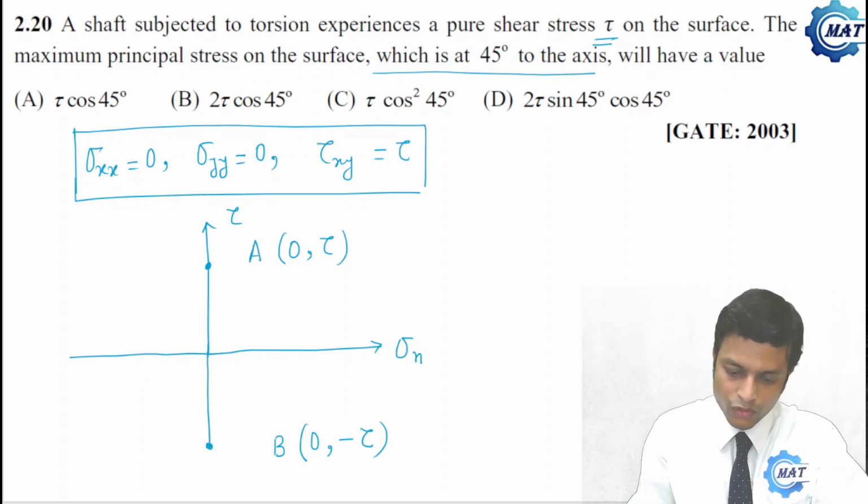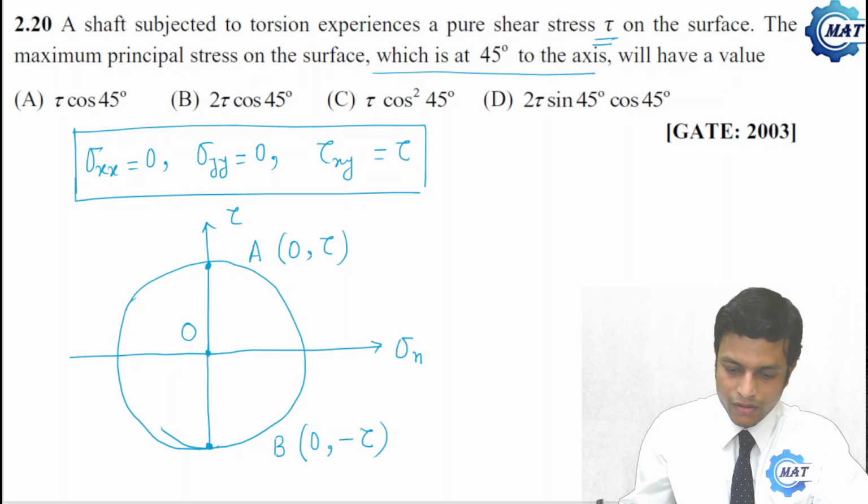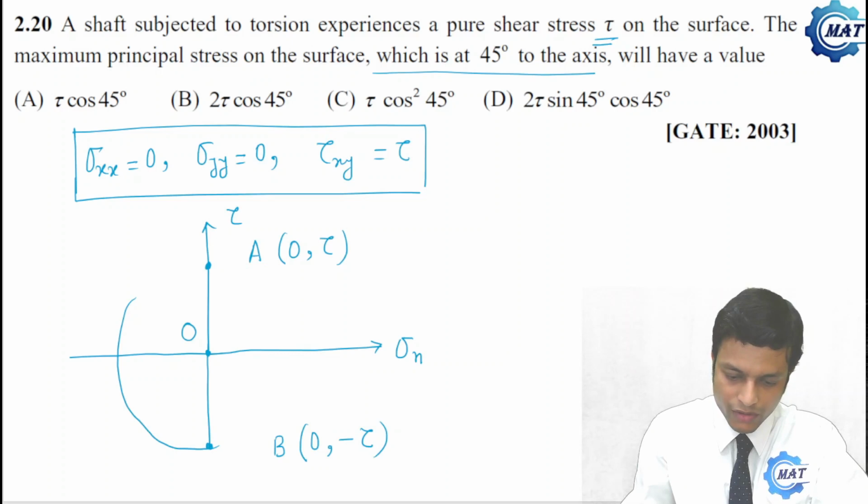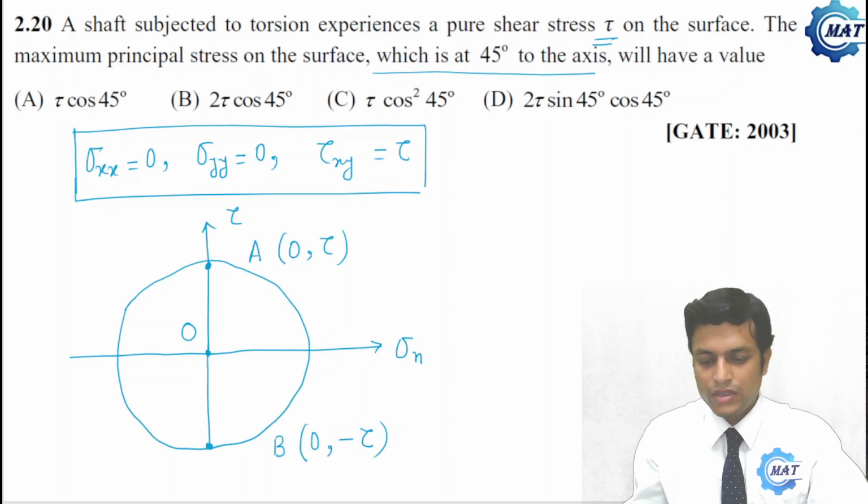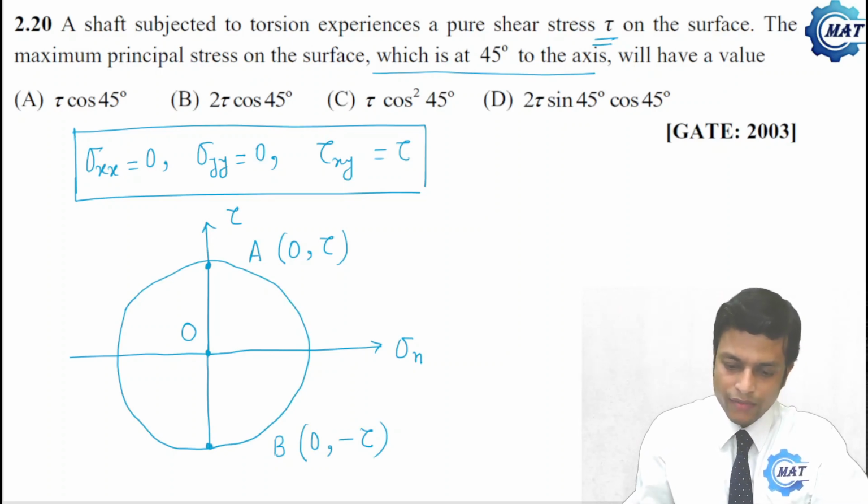Now we should draw the Mohr circle by taking AB as diameter or OA as radius. So this is the Mohr circle. Now where is phi 0? Phi is 0 along this line. This is the phi equal to 0 line. This line represents phi equal to 0 degrees.